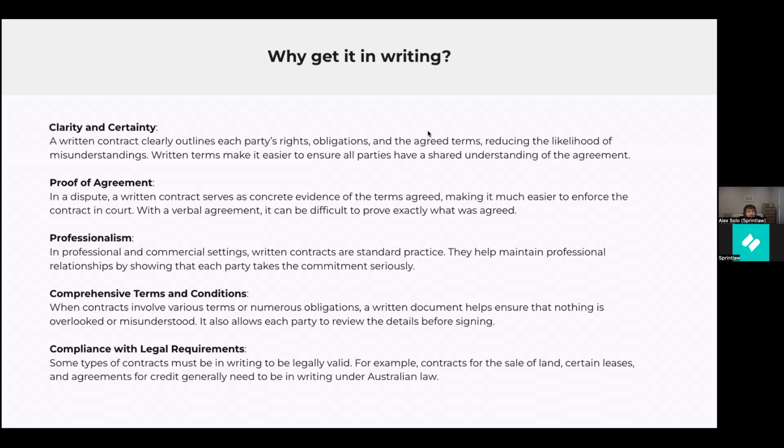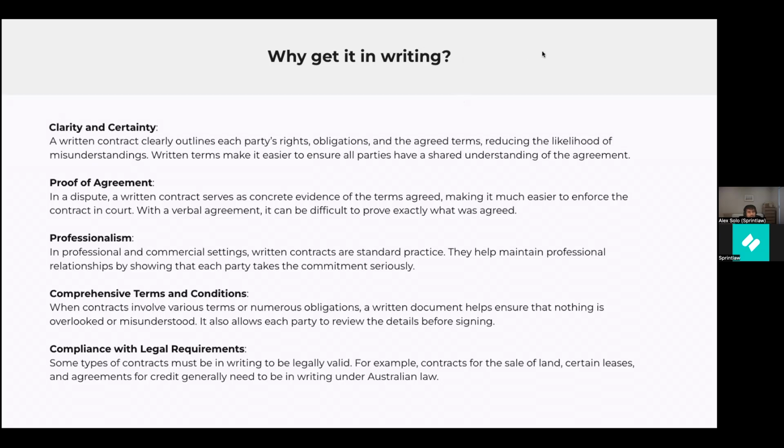Now, of course, you can see that not only do you want a written contract, you want a well-written contract, because otherwise you're not necessarily going to have good clarity, good certainty, and proof of agreement. But this is why this writing element matters.